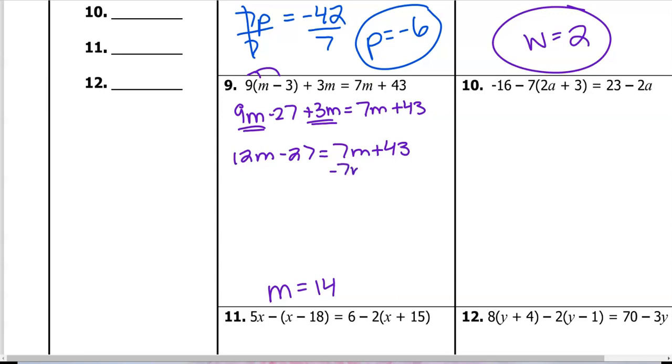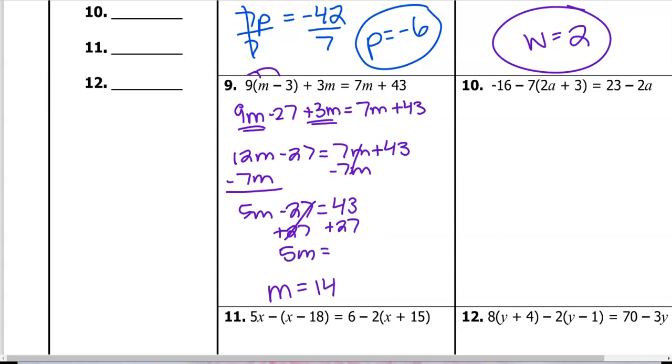From here, I would subtract 7m over. 12 minus 7 gives me that 5. We still have negative 27 equals 43. Then we're going to add 27 over. We're going to get 5m equals, what is that, 70? 43 plus 27, that is 70, yep. And then divide by 5, and that's where your 14 comes from. Okay, so here we distributed, and what we got to simplify was two pieces with my variable m.